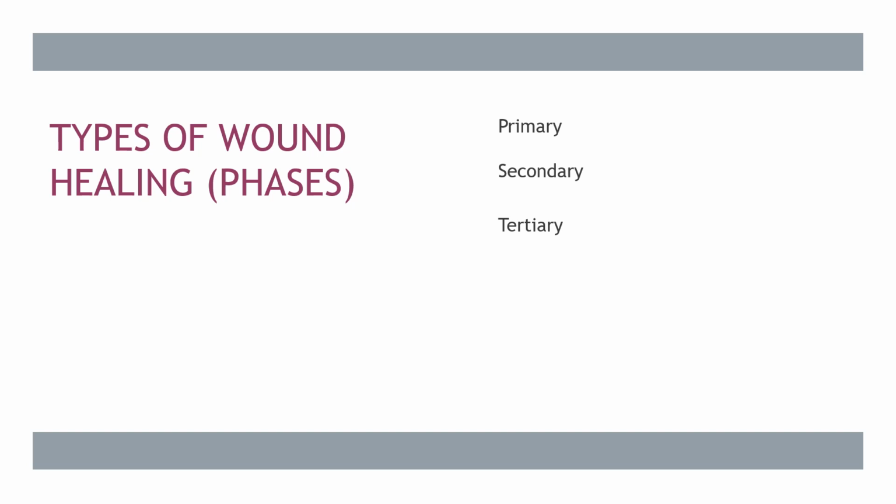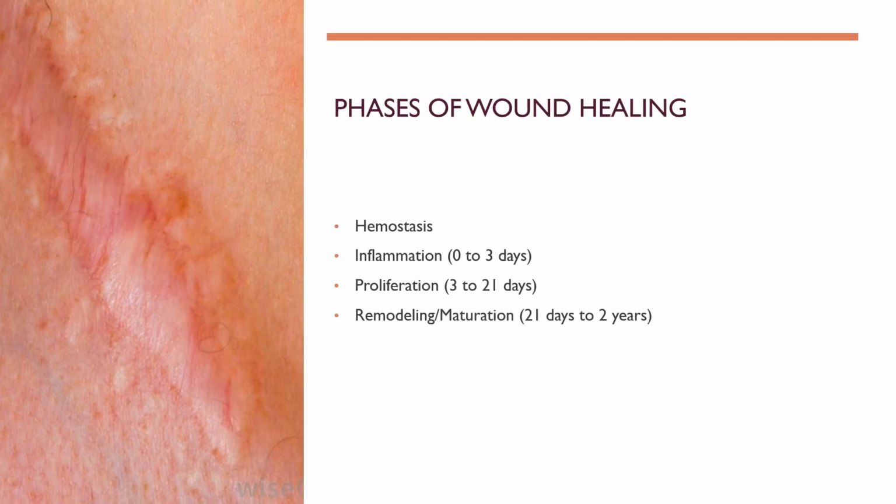Next are the stages of the wound healing. Different types of wounds go through different stages of healing, starting from the initial reaction of the body to the formation of the new skin. The wound healing occurs in four stages. The first one is hemostasis.